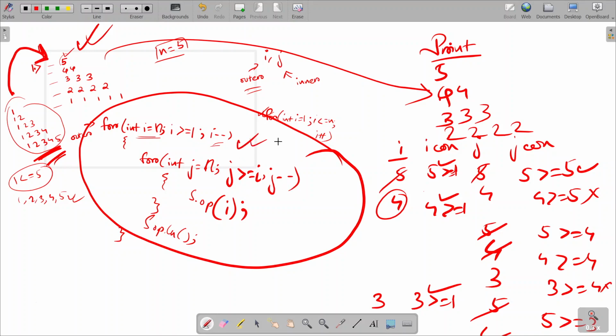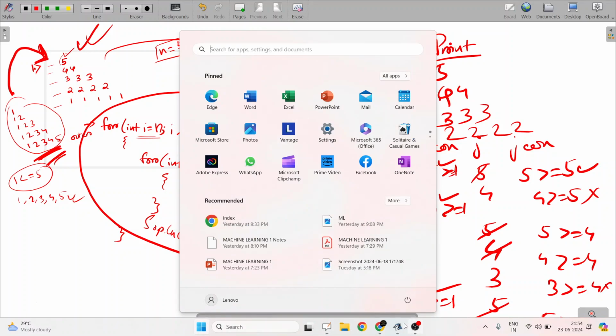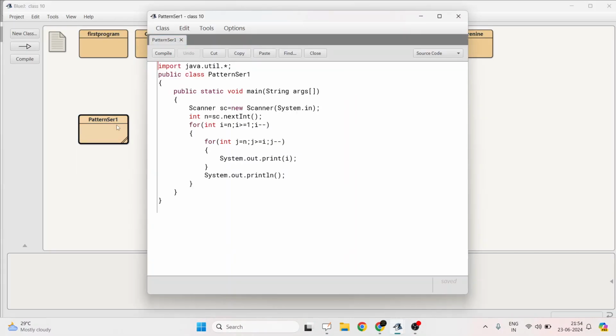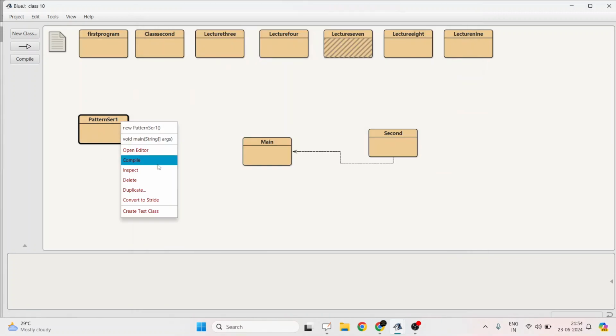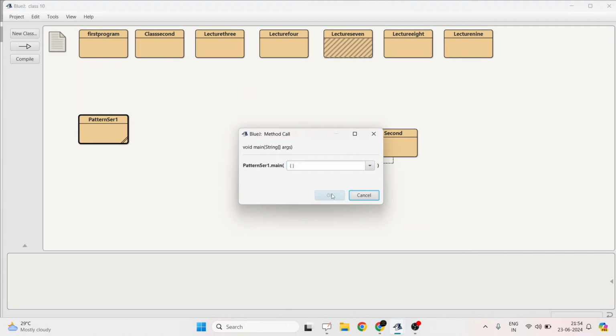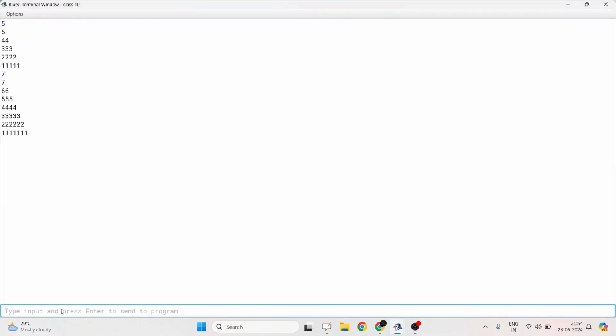Now I have already written the code in the BlueJ compiler. We can head over there and see. Here I have written the code. i is running from n to 1 and j is running from n to i, and both the loops are getting decremented, and inside the inner loop we are printing the value of i. So that will be the program, and let's compile and run it to check if it's running fine or not.